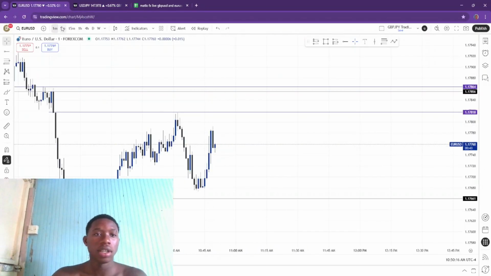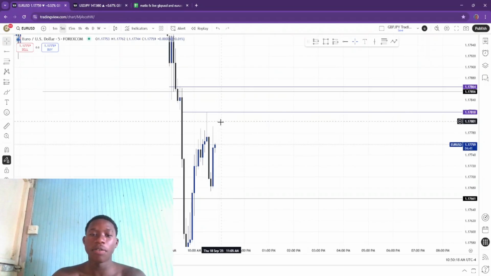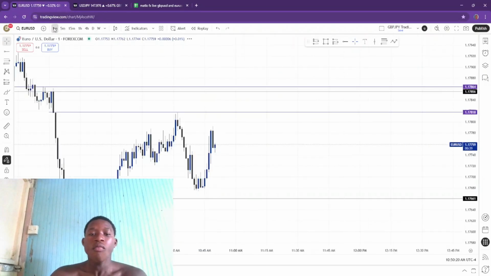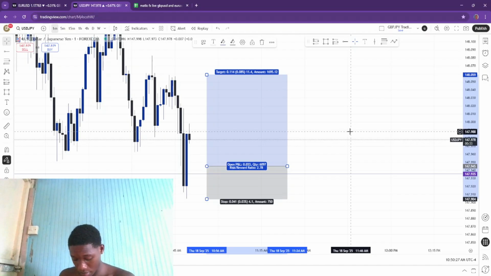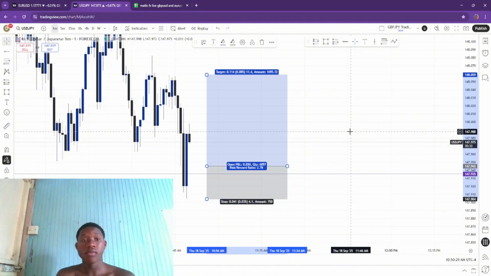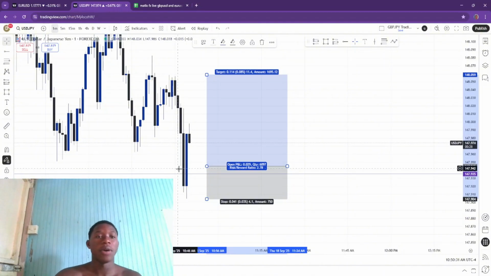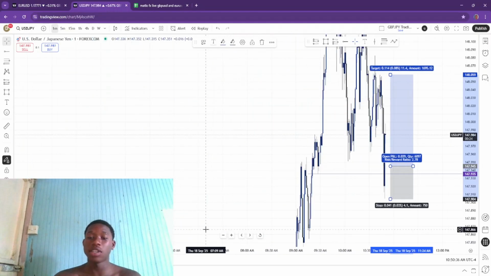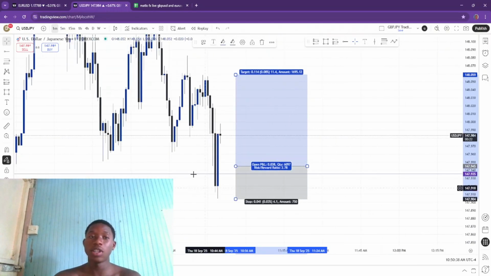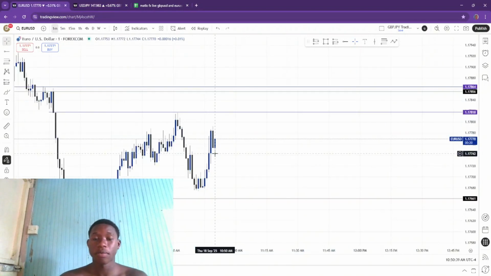Euro USD climbing up to reject off of that line. Right now we focus on USD JPY. Let's see what is going on. By the way, today is a no news day, so today is a great day for trading. Yesterday I believe was FOMC.